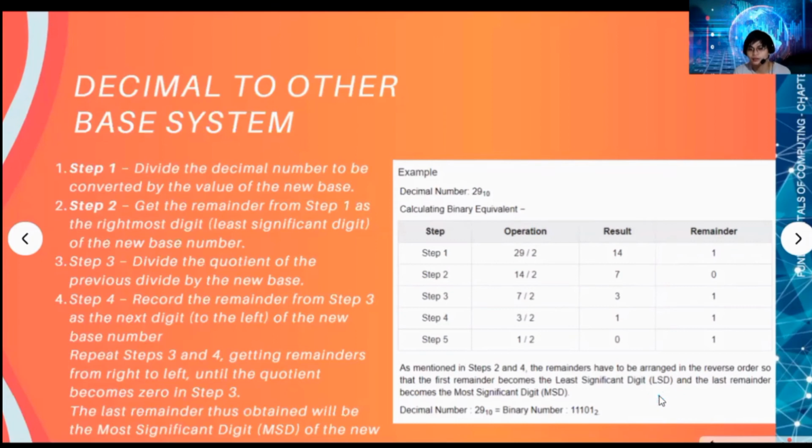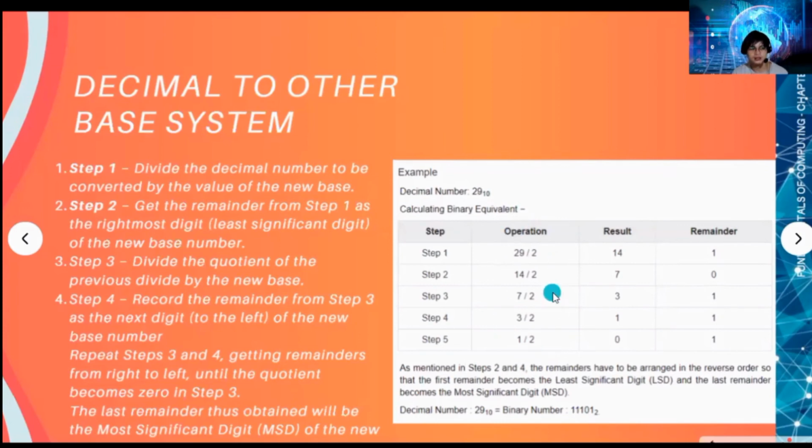Okay, I mean, the first remainder becomes the least significant digit, or LSD, and then the last remainder becomes the most significant digit, or MSD. Okay? So, as for our example, 29 to the base 10, its binary is 11101 to the base 2. Again, what you use here is the remainder.